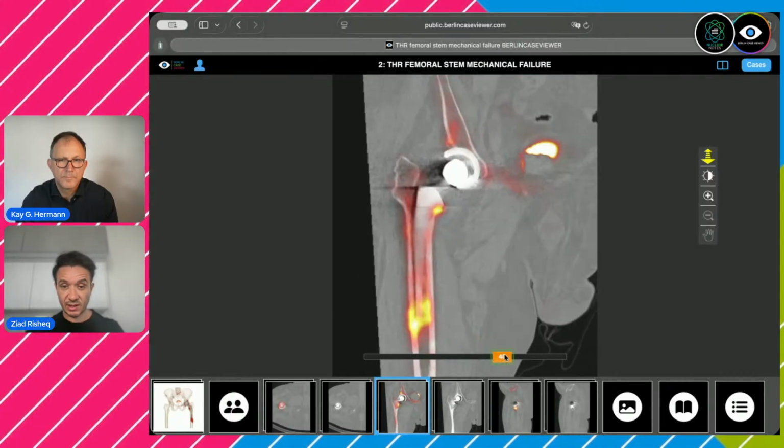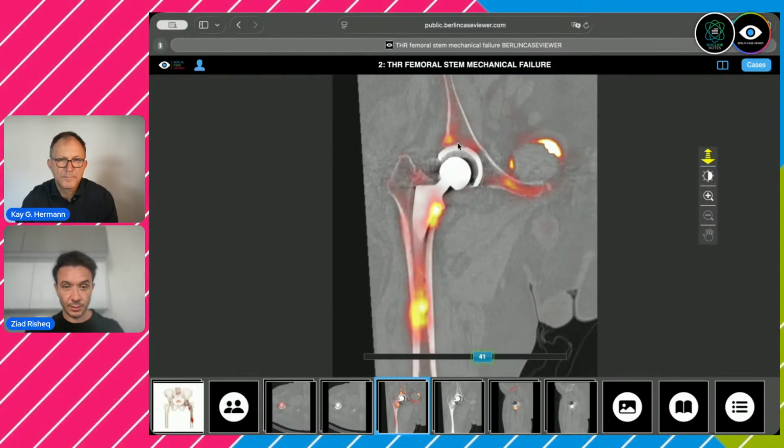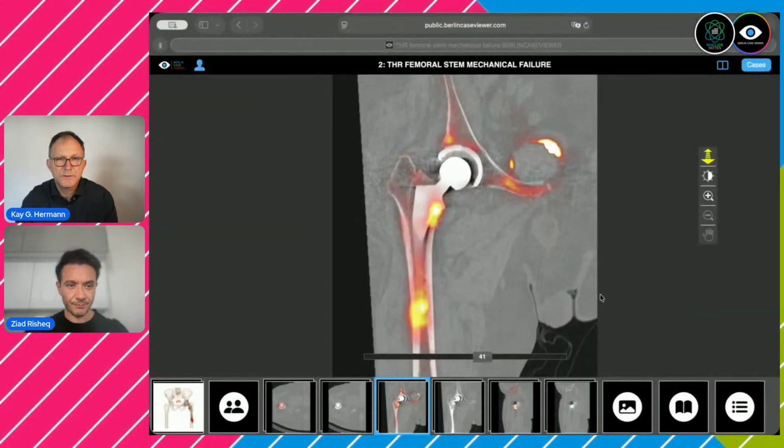this region. When you have total hip replacement, you don't want to see any kind of lucency between the bone and the prosthesis interface. And then I have a third question, actually.